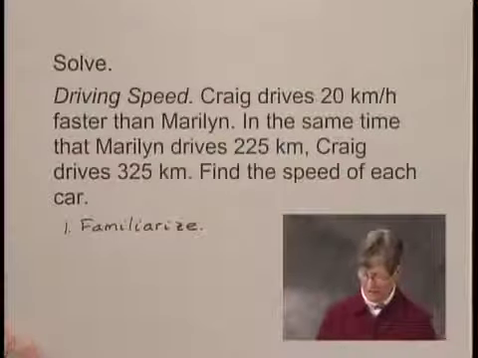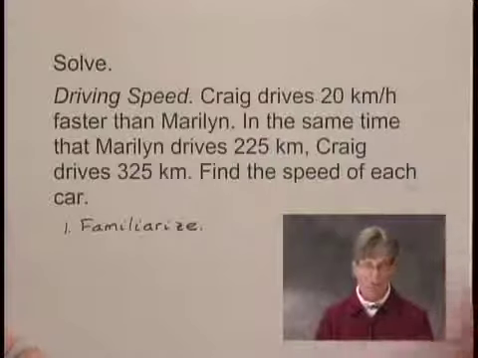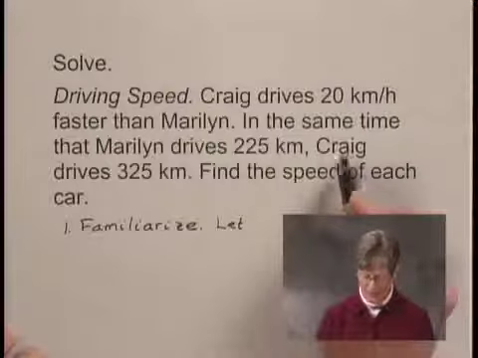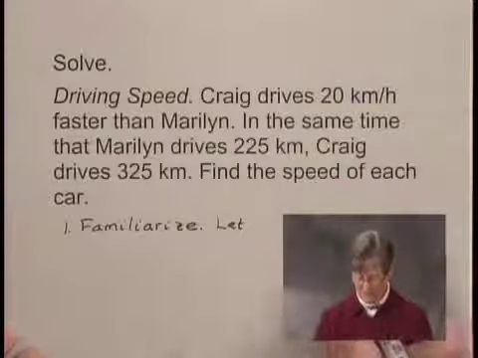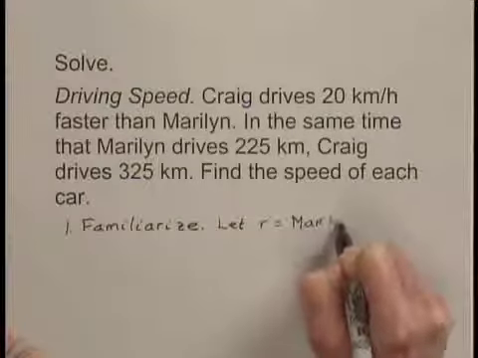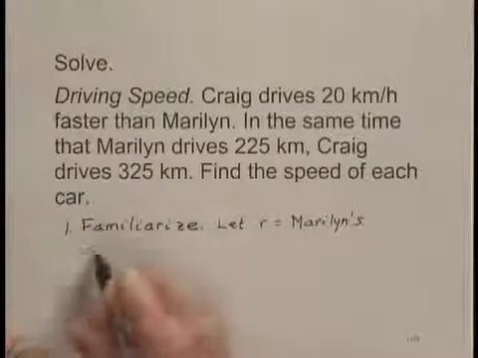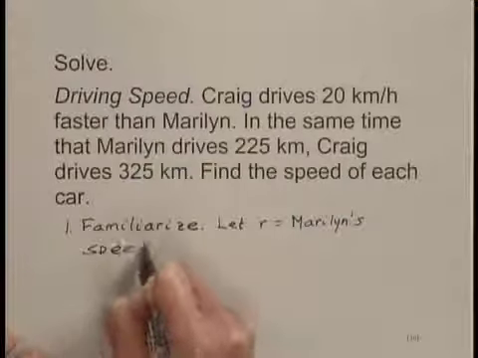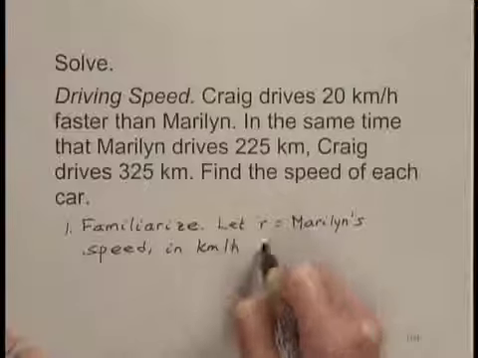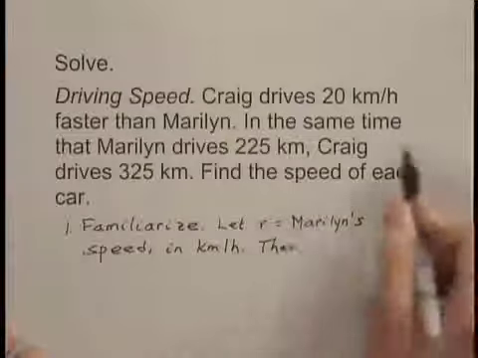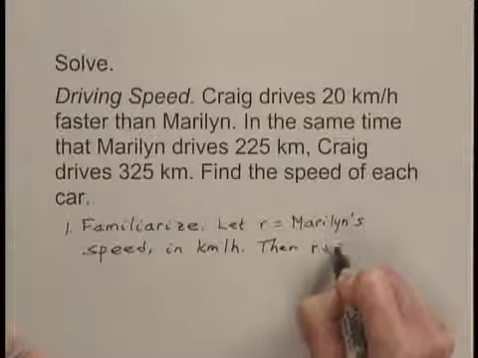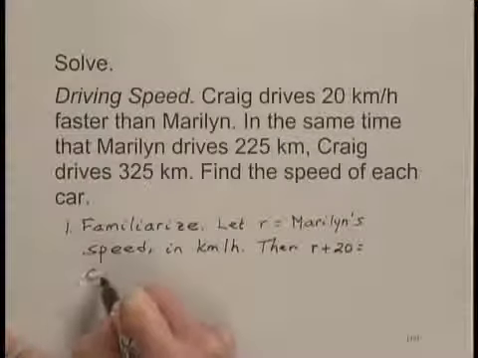Now, we need to assign some variable names to the speeds that we're looking for. And since Craig's speed is described in terms of Marilyn's speed, let's let R be Marilyn's speed. And this is going to be in kilometers per hour. Then, since Craig drives 20 kilometers per hour faster, we can say that R plus 20 is going to be Craig's speed.